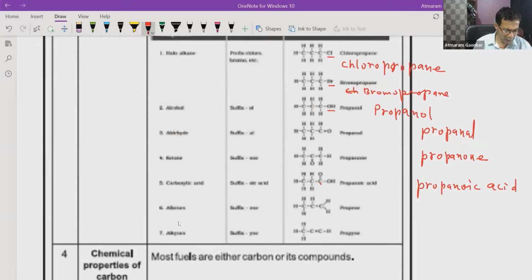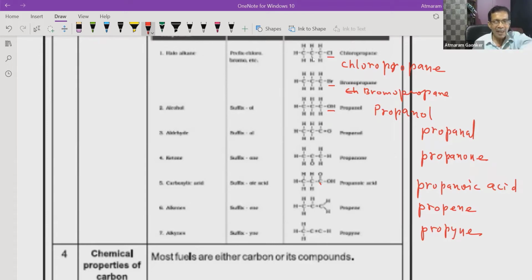The next one is alkene. So here there is a double bond, so it is called propene. 3 carbons is propane, and double bond, that's why it is propene. And again 3 carbons and triple bond is there, then it is called propyne, YNE at the last. And this is how you can name anything that is given.